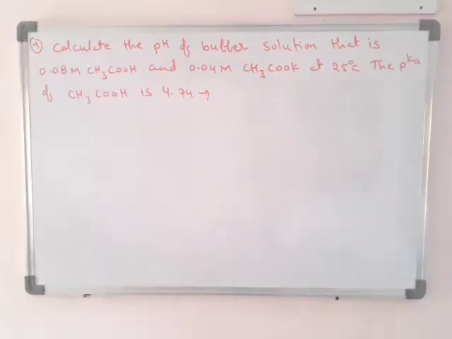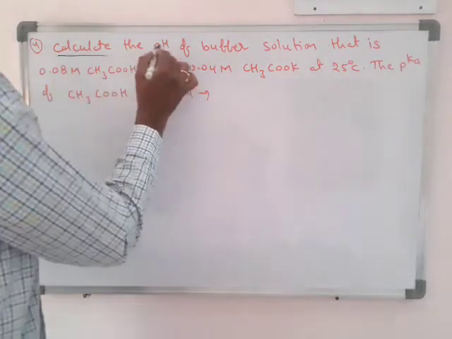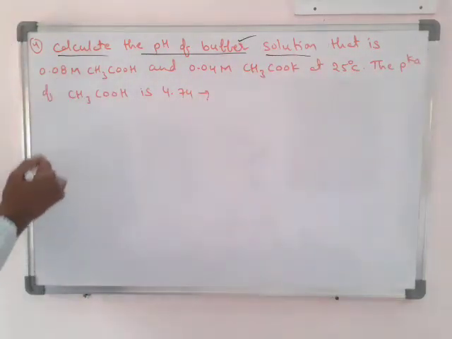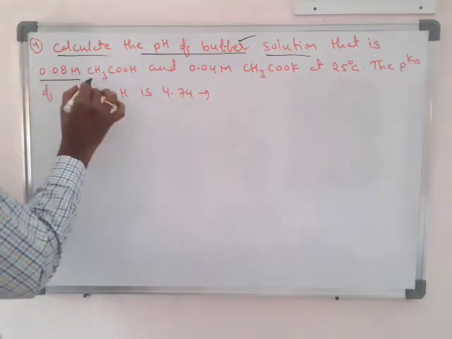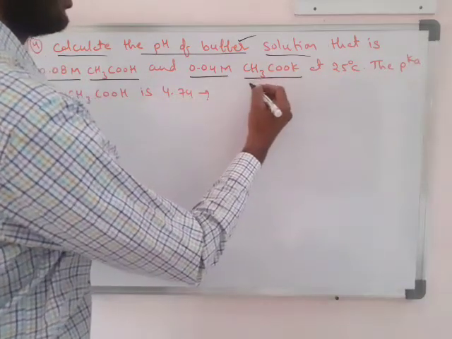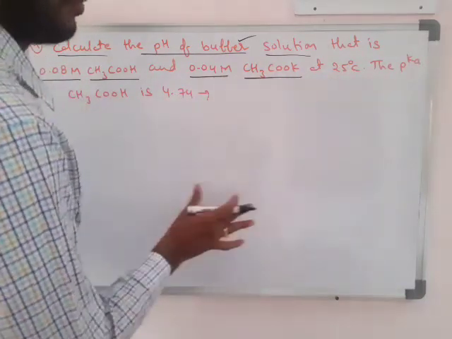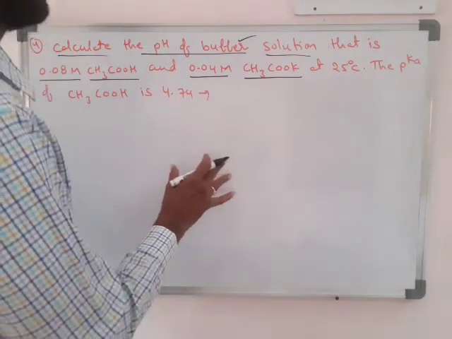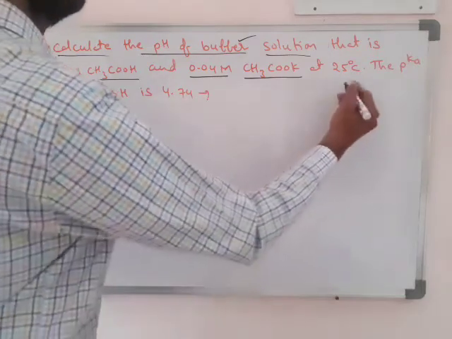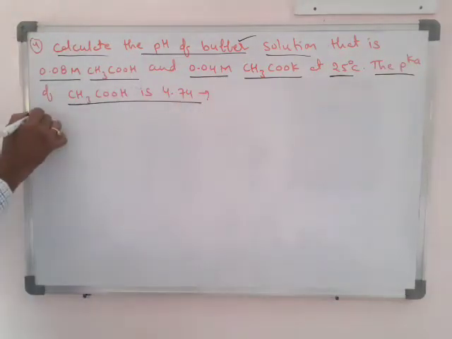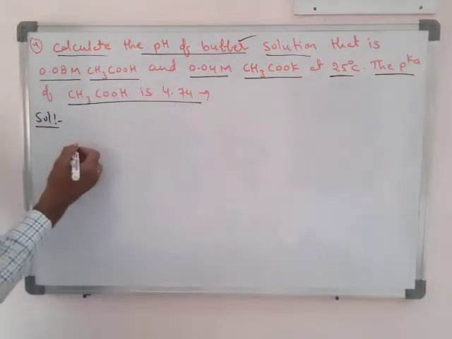Okay, see one more question on buffer solutions. Calculate the pH of a buffer solution which is prepared by mixing 0.08 M acetic acid and 0.04 M potassium acetate at 25 degrees Celsius. There is no final value given, and there is no need to find it. The pK is also given. Find the pH. So it is exactly given as a buffer.